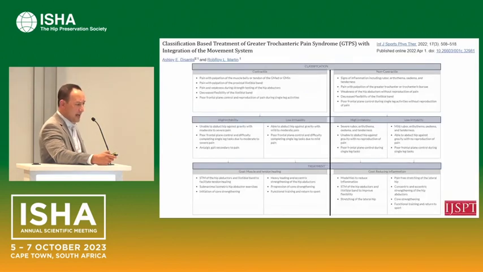This is a busy slide, and I just want to give credit to Rob and our colleague Ashley DeSantis from Pittsburgh, who's not here, but it is a classification-based treatment for GTPS with integration of the movement system. But I want to particularly point out here there's an irritability consideration, high or low irritability, and how you may adjust your treatment based on the level of irritability. I think it's very important.